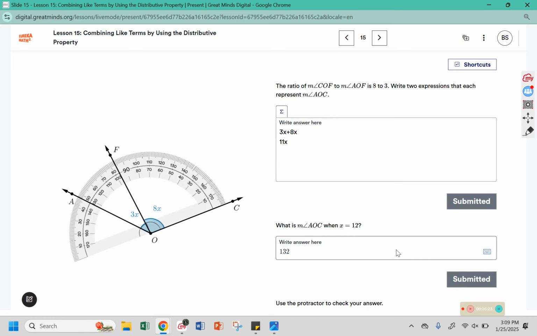And then it says use a protractor to check your answer. Well, we have 10, 20, 30, 40, 50, 60, 70, 80, 90, 100, 110, 120, 130, and then two little marks past 130. So it is 132 degrees.